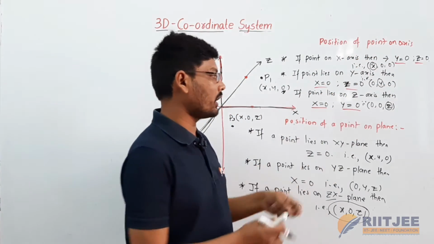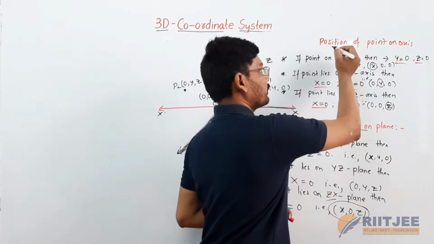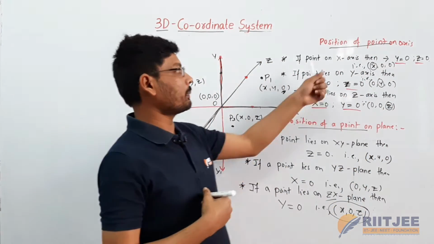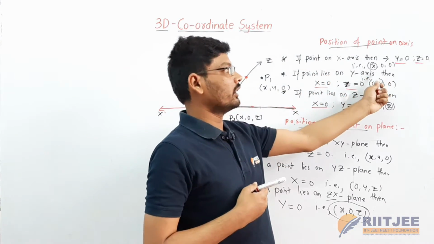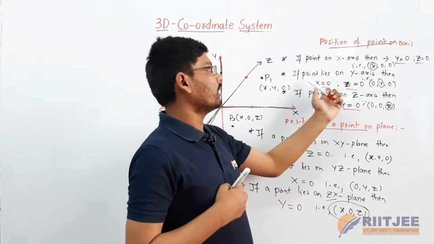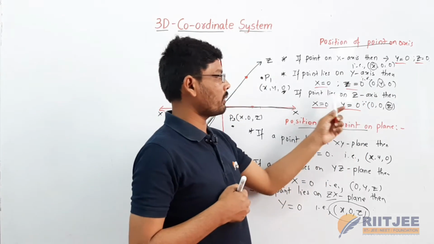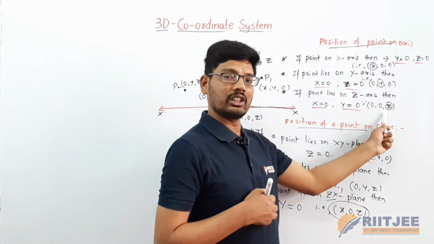This is the position of a point on a plane here. This is the position of a point on an axis. If the point lies on the x-axis, you can substitute any values here. If the position of a point lies on the y-axis, it is 0 comma y comma 0. If the position of a point lies on the z-axis, that is 0 comma 0 comma z.